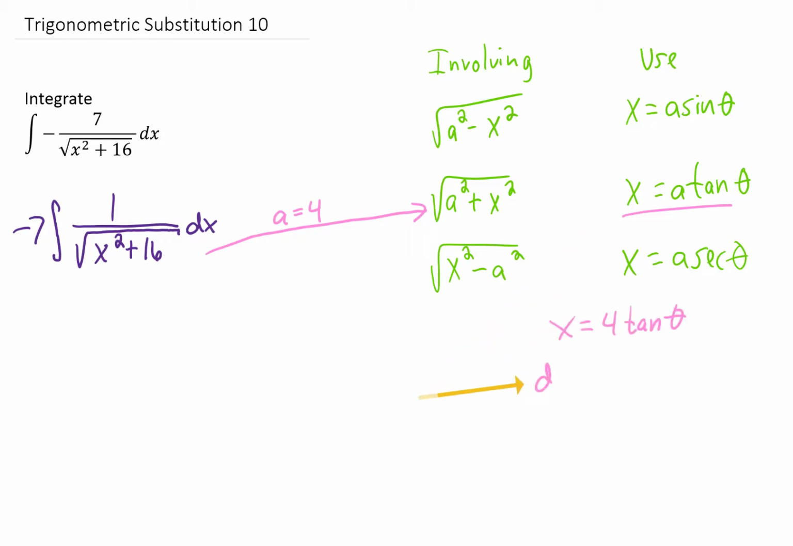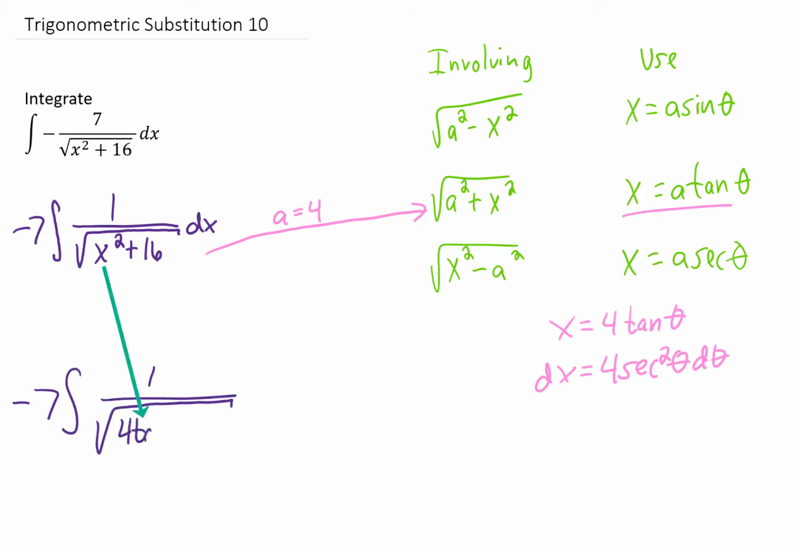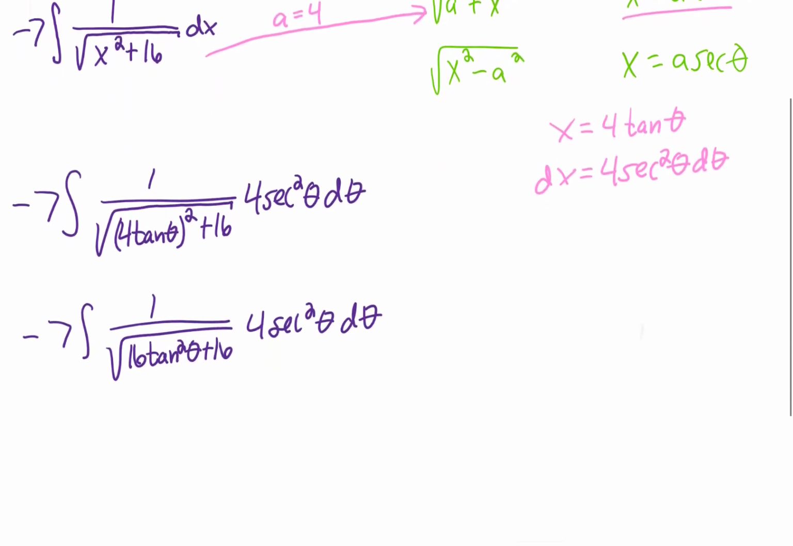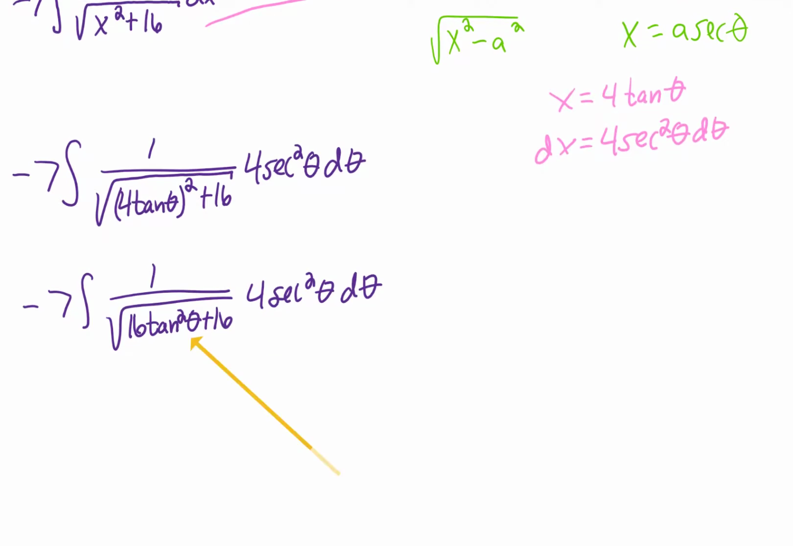Taking a derivative gives us dx, and we need to make both of those substitutions to rewrite our integral. I'll replace x with 4 tangent theta, and I'll replace dx with 4 secant squared theta. We can square this term in the denominator. If we do that, we can recognize that, as always, the thing under the square root looks like a trig identity. We can replace tangent squared theta plus 1 with secant squared theta, or in other words, we can replace this whole thing with 16 secant squared theta.